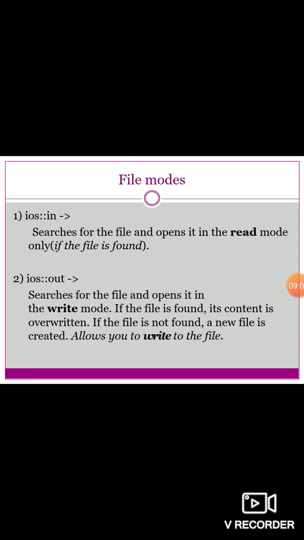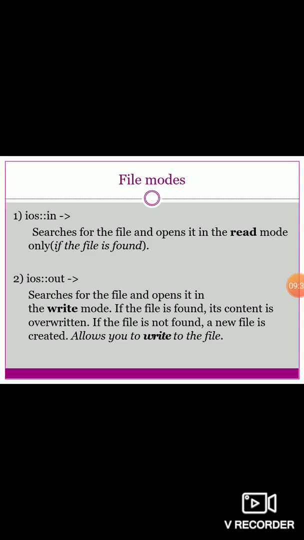In basically opens the file for input operation. That means it will search for the particular file and open it, but in the reading mode, if the file is found. Okay, so by default if I write fout.open abc.txt, so by default क्या होता है? It will be opened with the input mode. That's why in को specifically लिखने की ज़रूरत नहीं है.